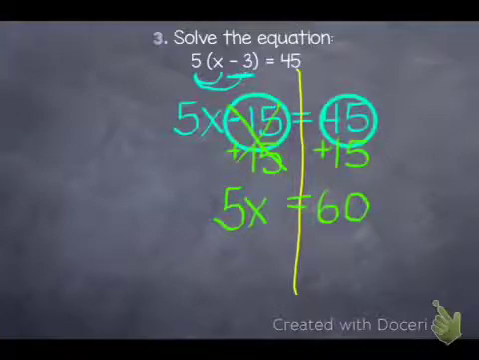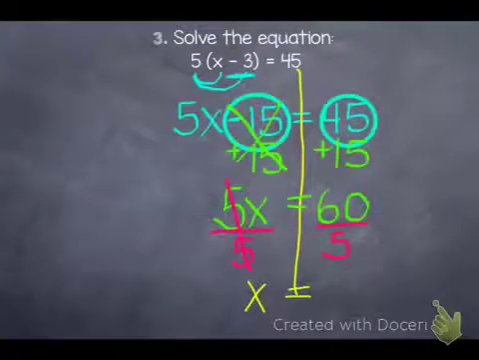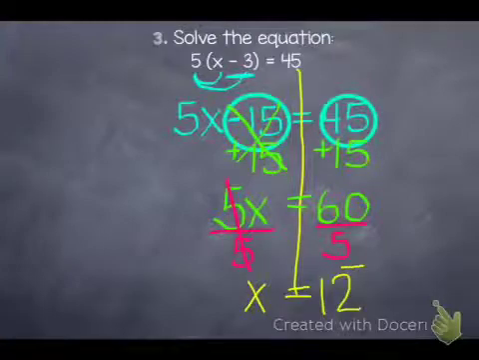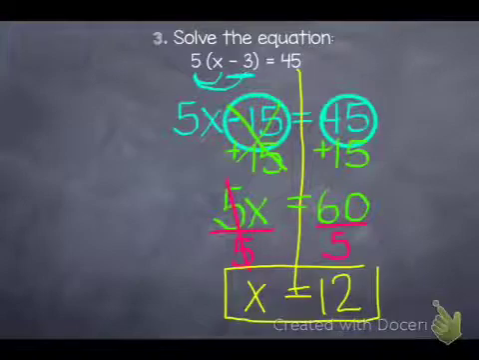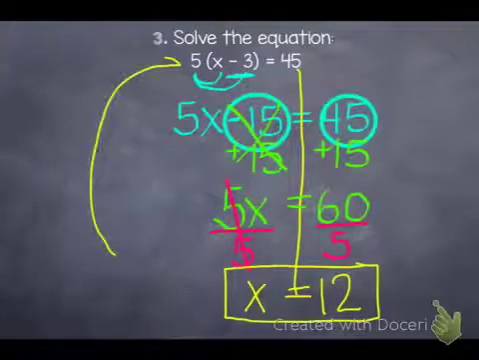So now x is being multiplied by 5, so to undo times 5, we would divide by 5, which reduces down to 12. So x equals 12. And again, the part that I really want to practice this week is this distributive property.